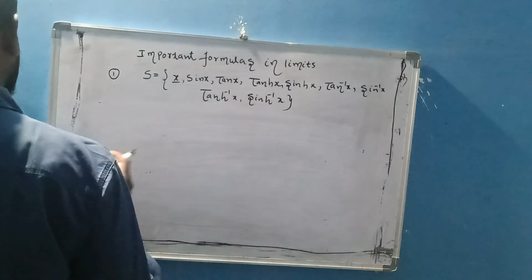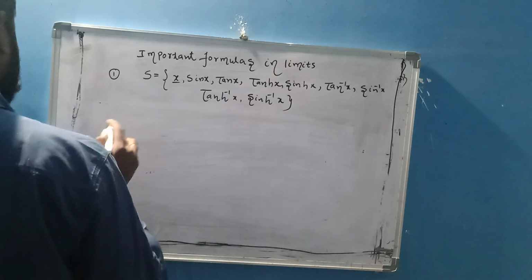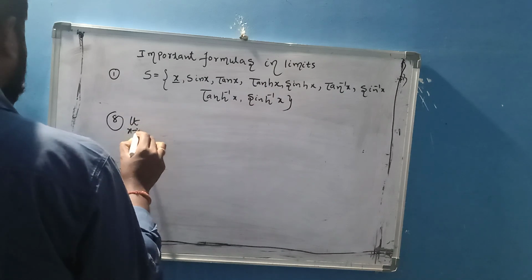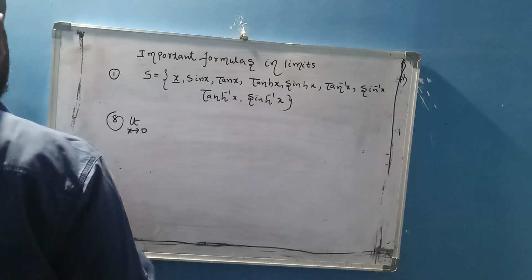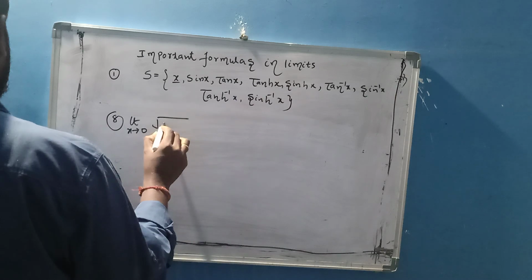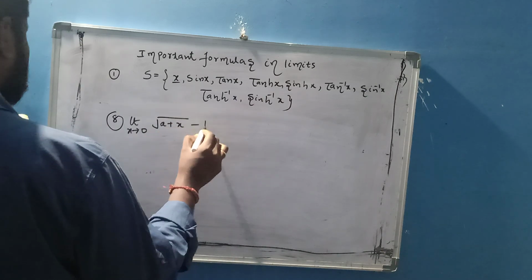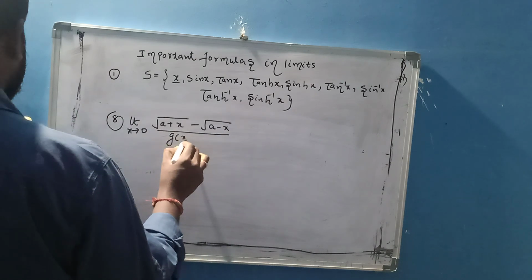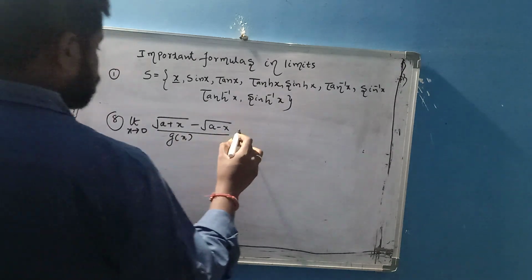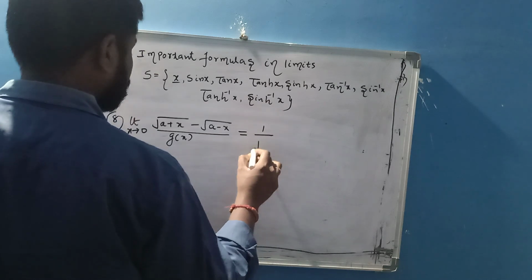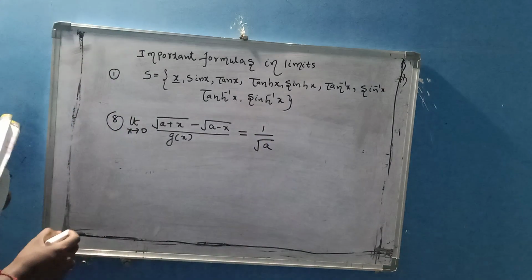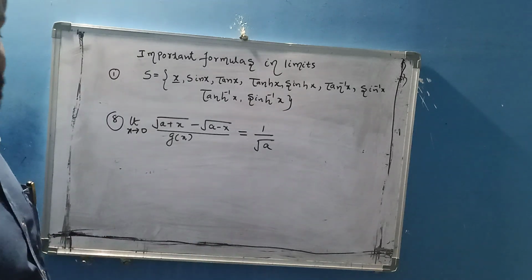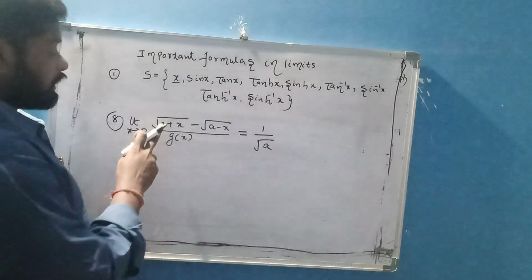Next, eighth one, limit x tends to 0, root(a plus x) minus root(a minus x) by g of x equals 1 by root a. Limit x tends to 0, root of (a plus x) minus root of (a minus x) by g of x. Here different functions are there. Here a is the same.